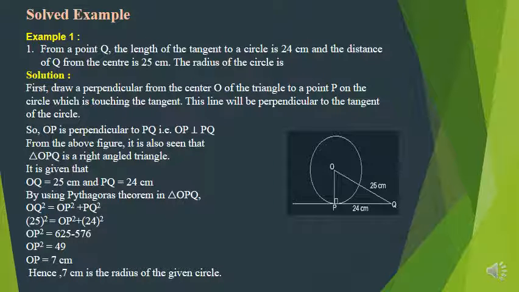Student, this is the first solved example based on theorem number 1. Here, from a point Q, the length of the tangent to a circle is 24 cm and the distance of Q from the center is 25 cm. Here we have to find the radius of the circle.